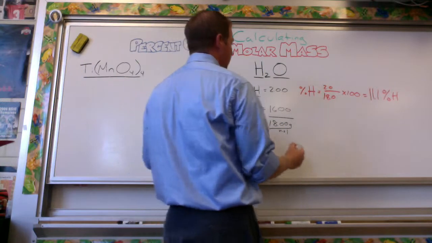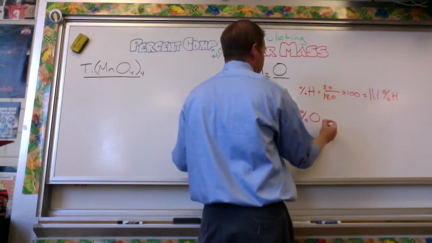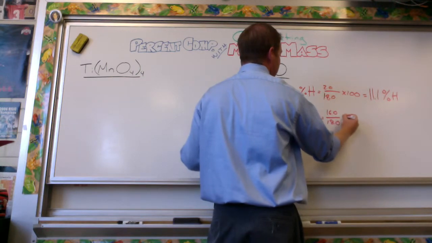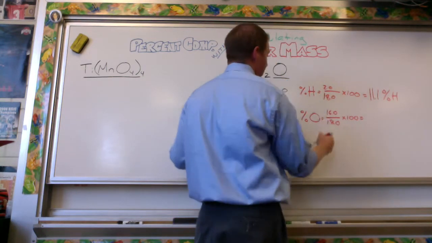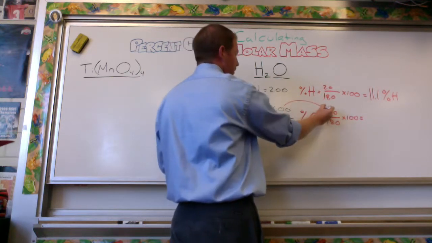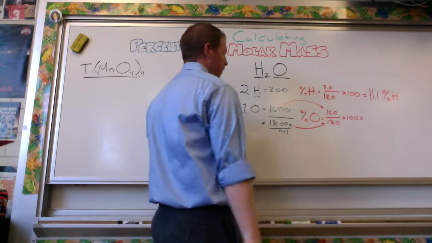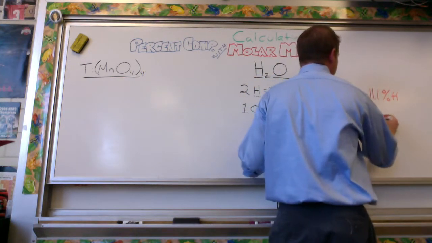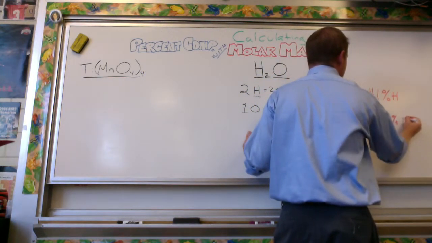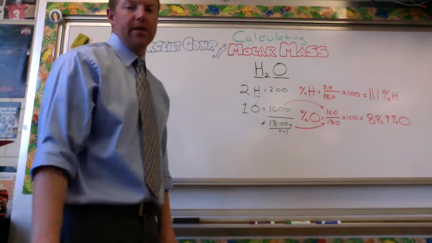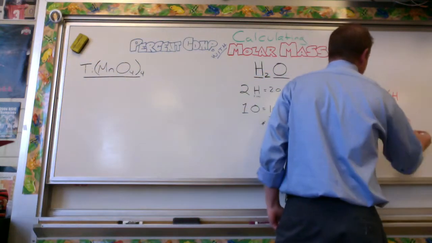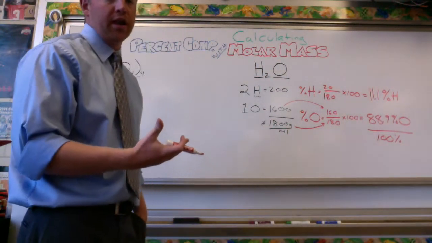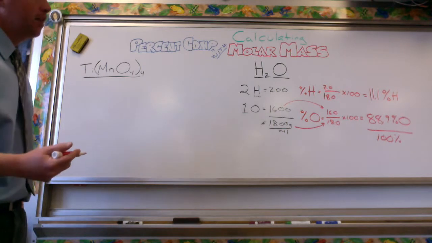Let's do the same thing for oxygen. So percent of oxygen, it's 16.0 divided by 18.0 times 100. And remember, the 16 came from here, the 18 came from here. So just oxygen compared to the whole thing. When I do that, I get 88.9% oxygen. And if I did it correctly, I should get, when I add my percentages together, 100%. Or something close to it, usually like a 99.9 or 99.8 based on rounding.